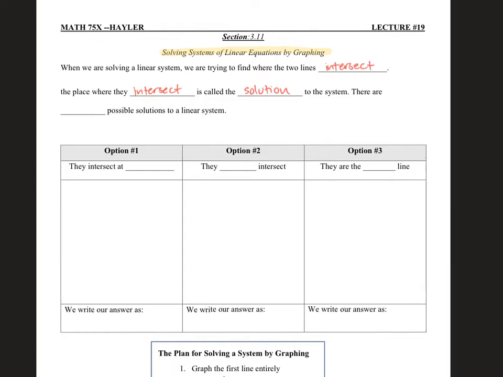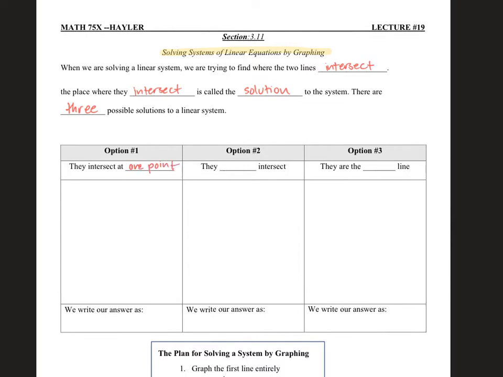And there are three possible solutions to a linear system. When you're solving a problem, you want to make sure to answer according to the type of solution that you have. So the first option we have: they intersect at one point.